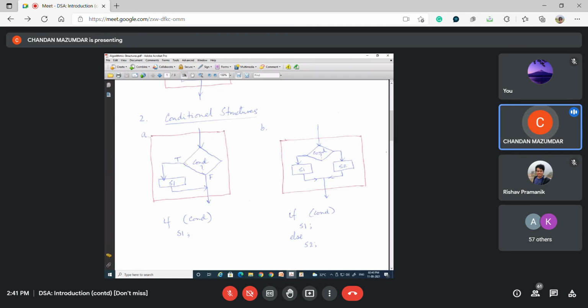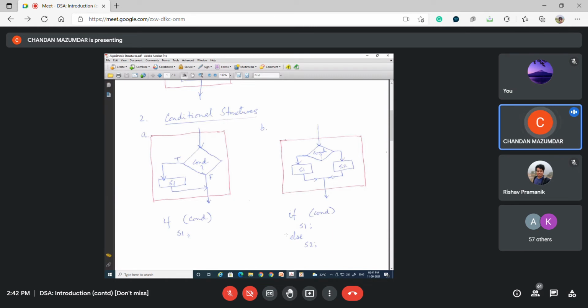Now here the condition is tested. If the test becomes true, then the statement is executed. Otherwise, if the condition is false, you come out. Again, you can see that this is a single entry point and single exit point kind of structure. The same is with the if-else structure, where the condition is tested. If it is true, you execute S1, else execute S2. If it is false, you execute S2. So finally what you get is if condition S1, else S2, and this else and if are paired.